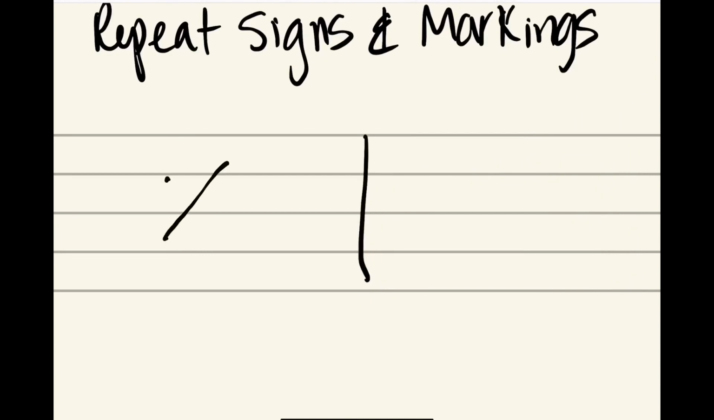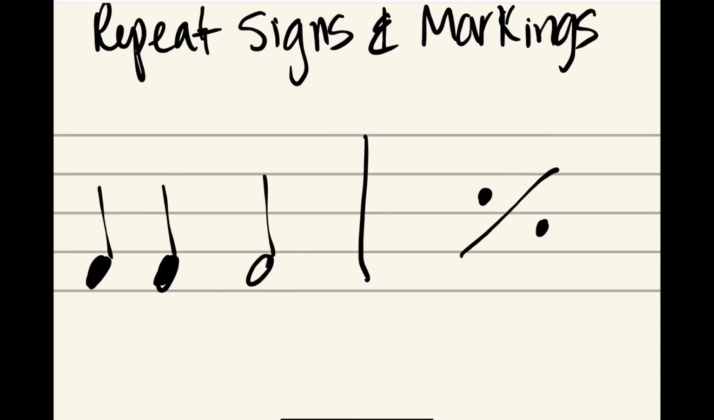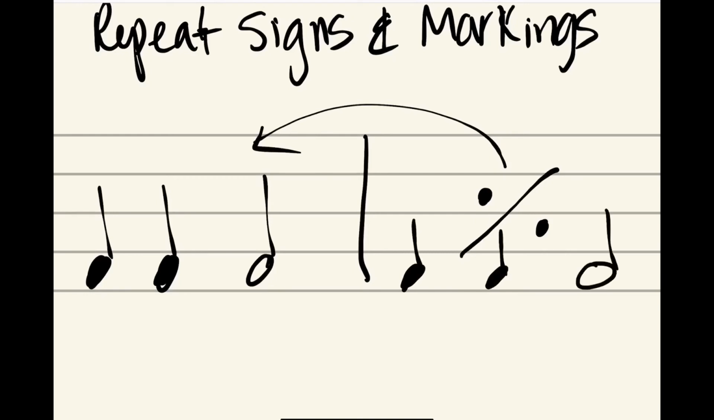Now, there's a symbol that means to repeat a particular measure. Those symbols, that's a slash with two dots, almost like a percentage sign, means that you're going to repeat that particular measure that many times. For example, let's say I have this measure. The measure after that would be exactly the same as the measure prior. In other words, I would have quarter, quarter, half, exactly the same on that measure. It just means to repeat the exact same measure.